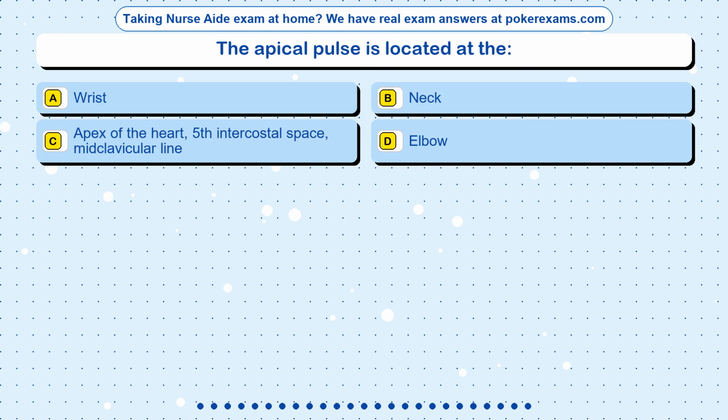Question 10. The apical pulse is located at the: Option A. Wrist. Option B. Neck. Option C. Apex of the heart, 5th intercostal space, midclavicular line. Option D. Elbow.